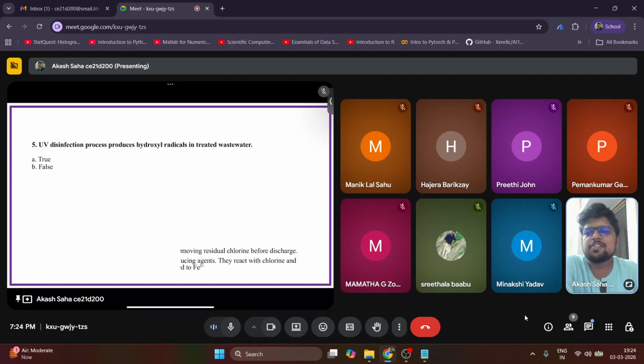Moving forward, UV disinfection process produces hydroxyl radicals in treated wastewater. Is it true or false?